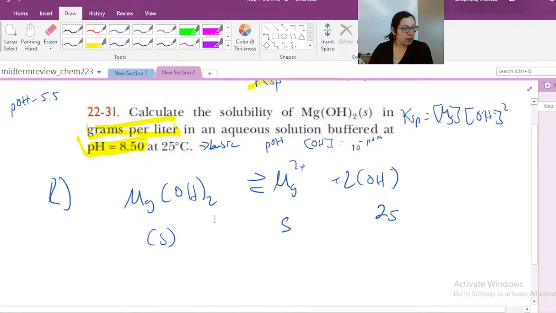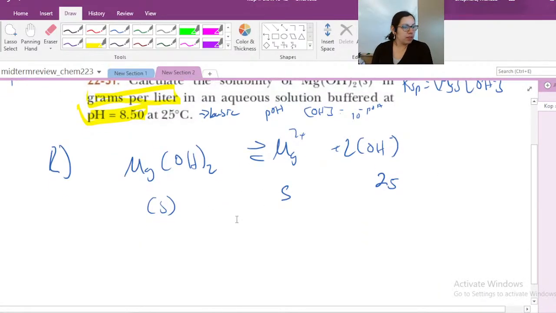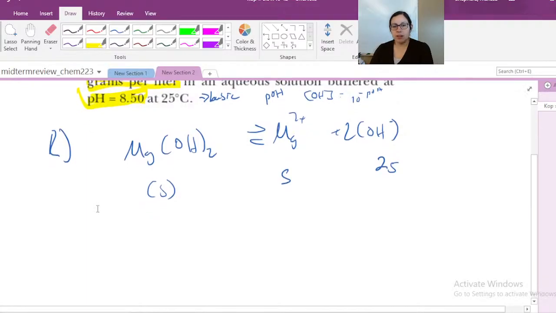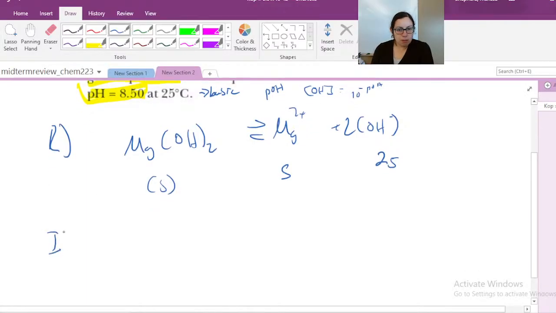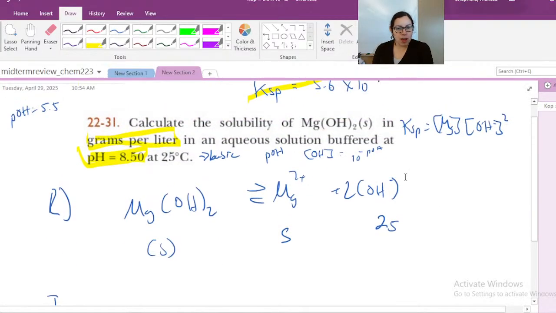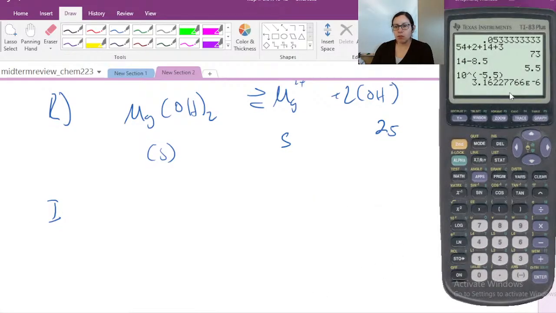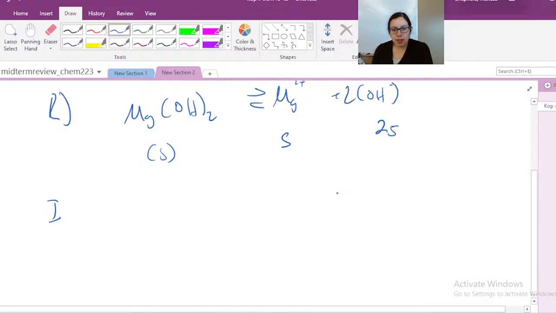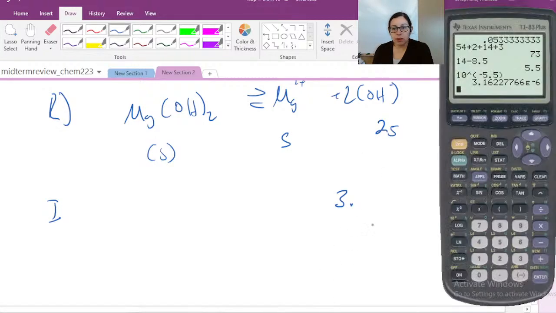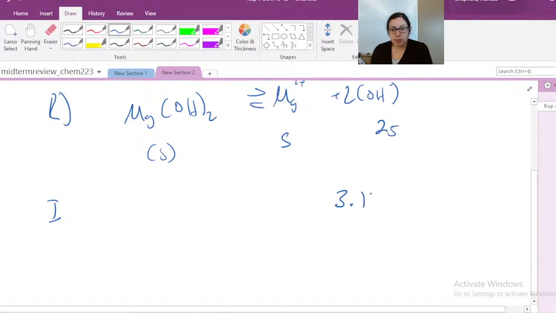And so now we can add this in. This is our reaction. For our initial conditions, we don't have anything in solution yet, but we are at this pH, and we just calculated the concentration of our hydroxide. So let's add that for our initial conditions: 3.16 times 10 to the negative 6 here.